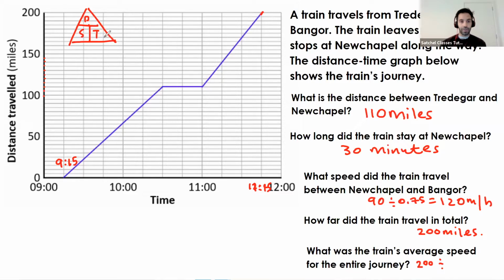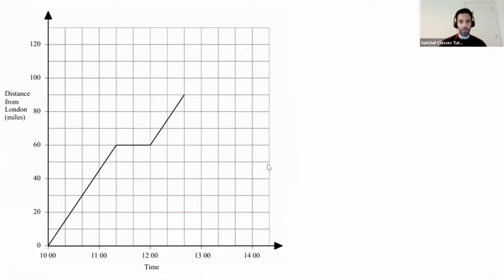Now I'm going to convert that into a decimal. So 2 hours 30 would be 2.5 hours. So the train's average speed is going to be 200 divided by 2.5, which will give us 80 miles per hour. And that is our answer. So the train's average speed for the entire journey is 80 miles per hour. All right. And let's move on to another example.